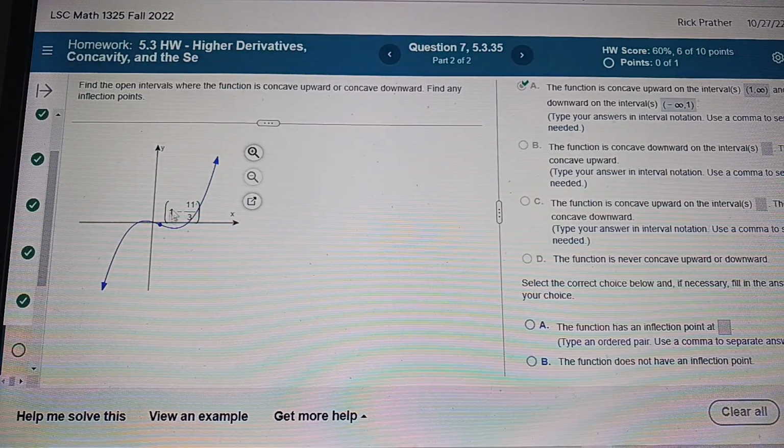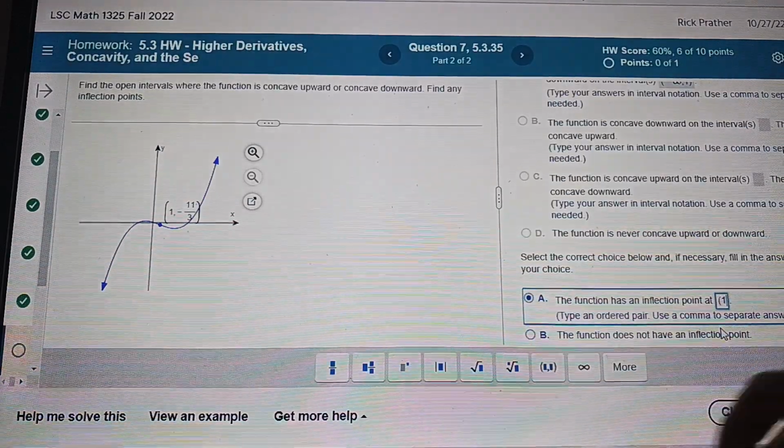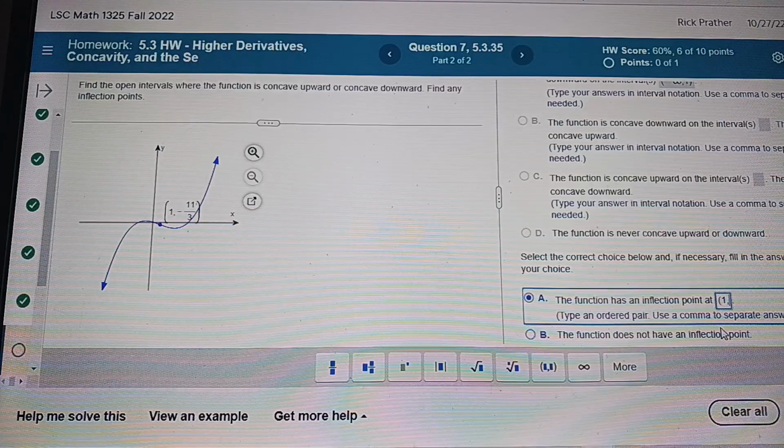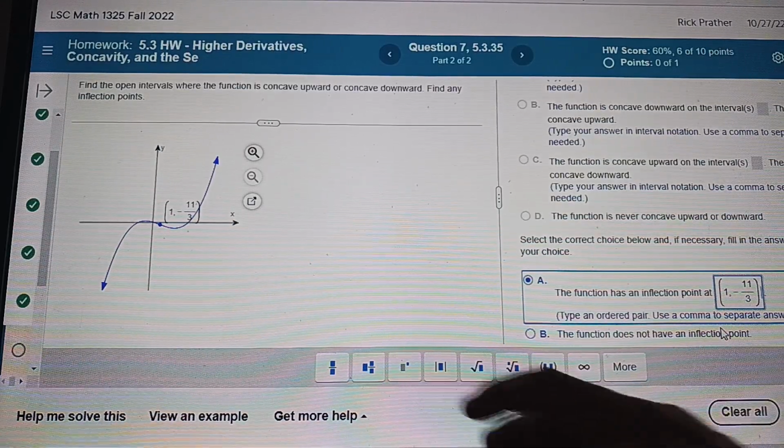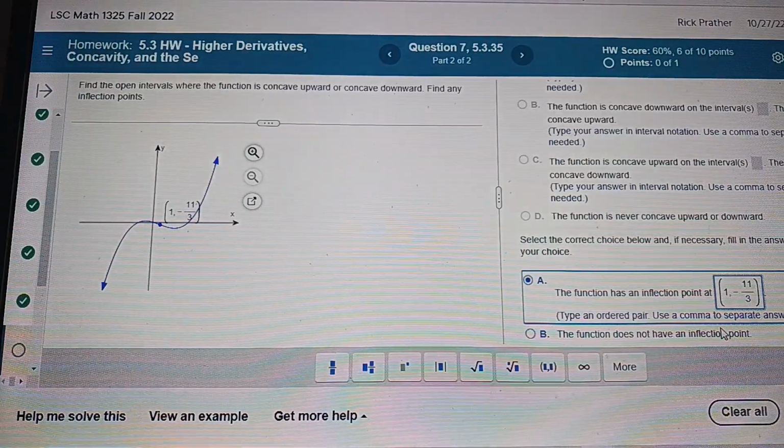And the inflection point is literally this point in question. It was either going to be that or nothing, because that's the only one that we had on our given graph here. And it is an inflection point because it's concave down on one side and concave up on the other.